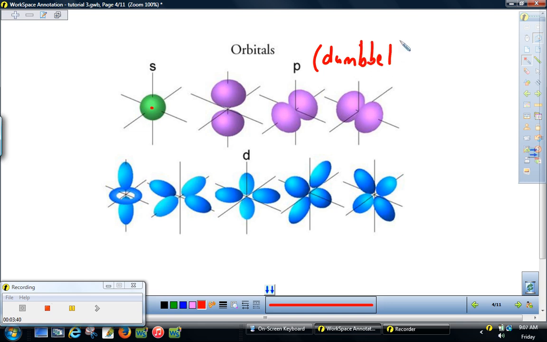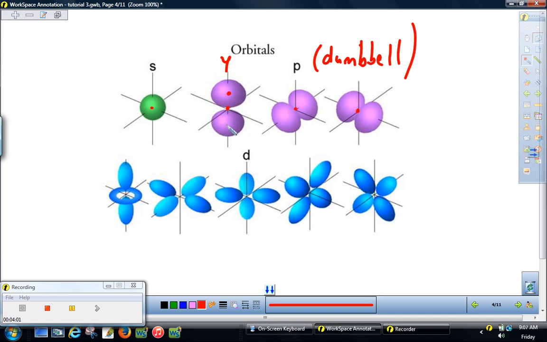So the dumbbell-shaped orbital is different than the spherical-shaped orbital. It refers to different pockets of space around the nucleus. Once again, the nucleus is right here where all the axes intersect. And so the 2p, there's space above and below it. This is the y-axis, so this is the 2p that falls on the y-axis.